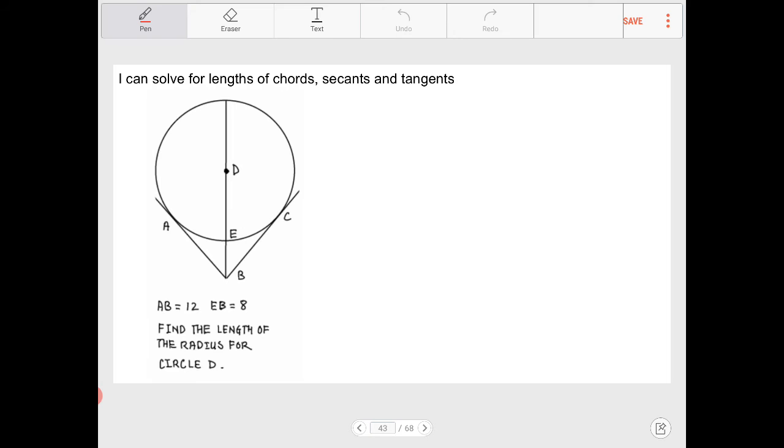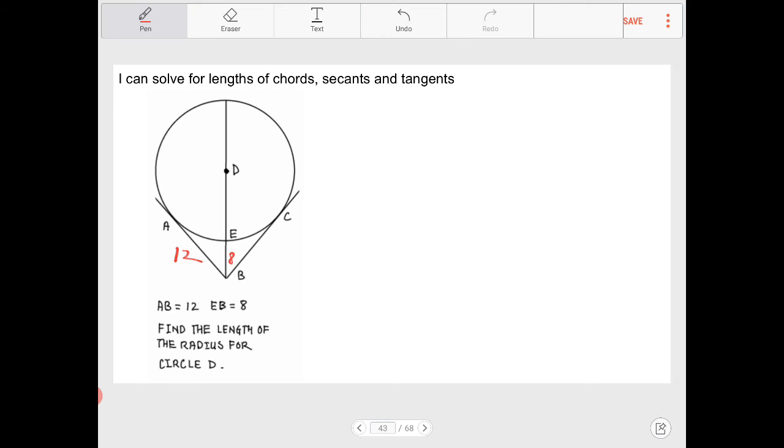Okay, let's take a look at the next one. AB is equal to 12. EB is equal to 8. We need to find the length of the radius for circle D. Pause the video to see if you can figure this out. So hopefully you guys had some time to think about this. We know that AB is equal to 12. EB is equal to 8. And we need to find the length of the radius for circle D.